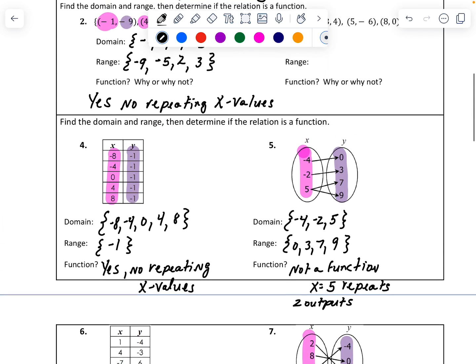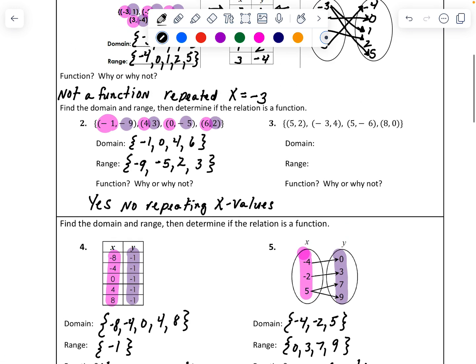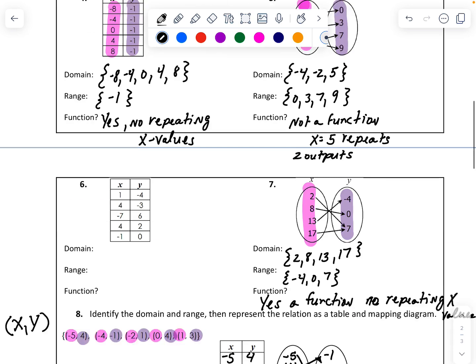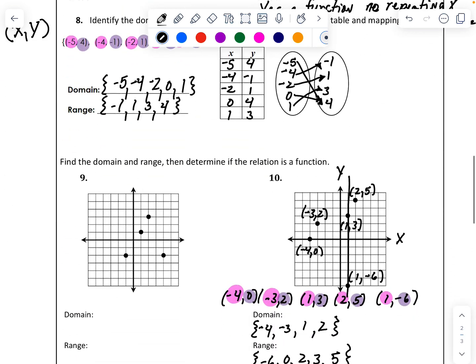All right? So you go ahead and try number 3, and then there's going to be a second video that's going to go through examples 6 through 10.